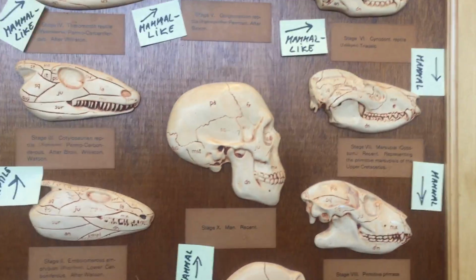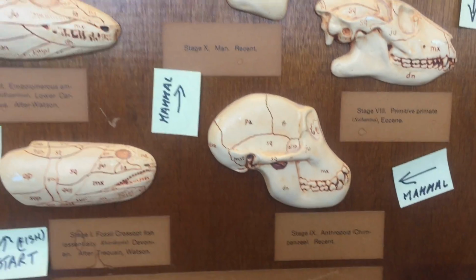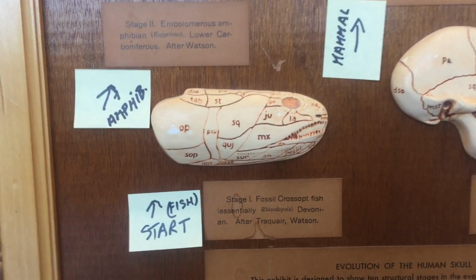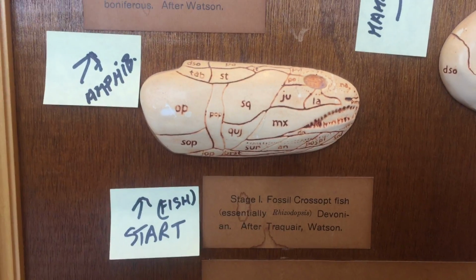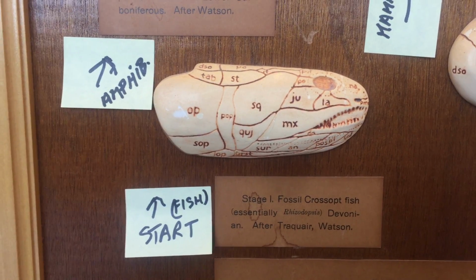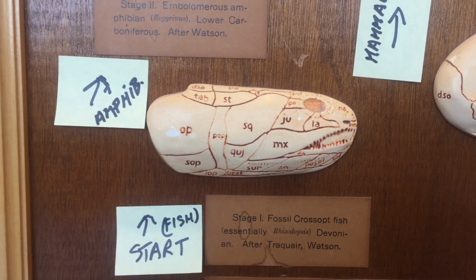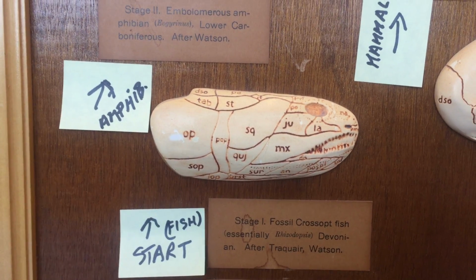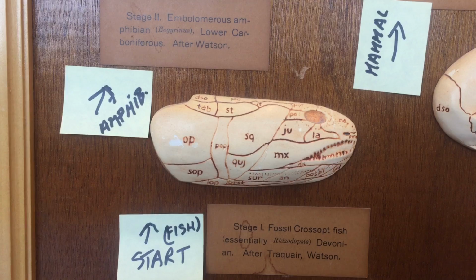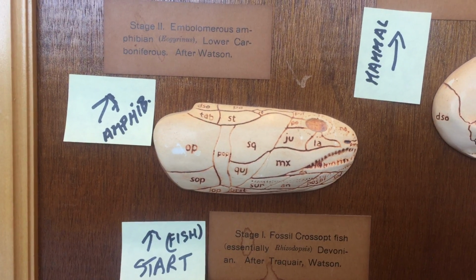So right in the middle here, we've got a model of a human skull, and there's a monkey skull here. But let's start down here at the bottom, where we've got a fossil fish from the Devonian. And when you look at this, you see that there's a whole bunch of different bones in the lower jaw. The MX there stands for maxilla.